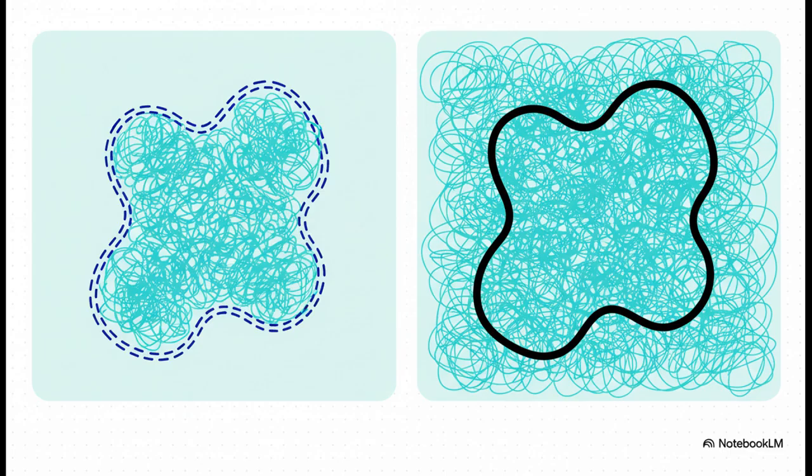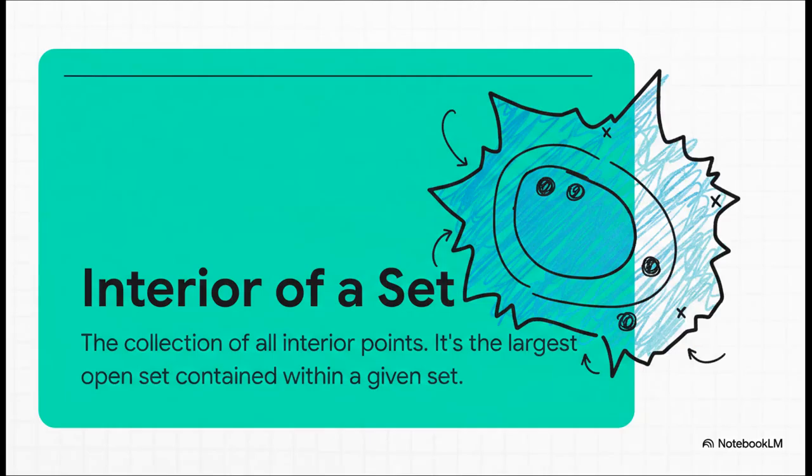Think about that. You define something by what it's not. And this seemingly backward definition is actually a secret weapon when you're doing proofs. And this naturally leads to the idea of the interior of a set. It's actually a pretty simple concept. The interior is just the biggest possible open set you can fit inside any given set.